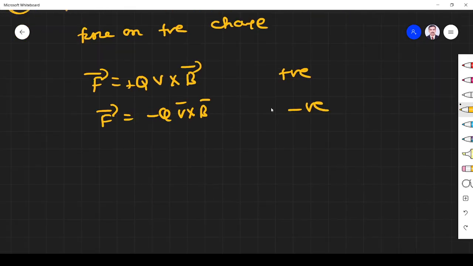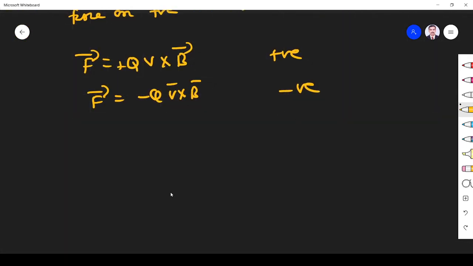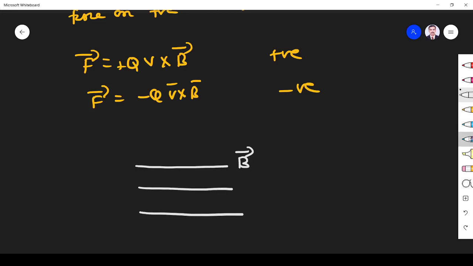Now, let me give some examples to find in which direction the resultant force will act. Suppose my magnetic field is in this direction, B. My charge is moving in this direction with this velocity vector v. In which direction will the resultant force Fm act? That is the question.